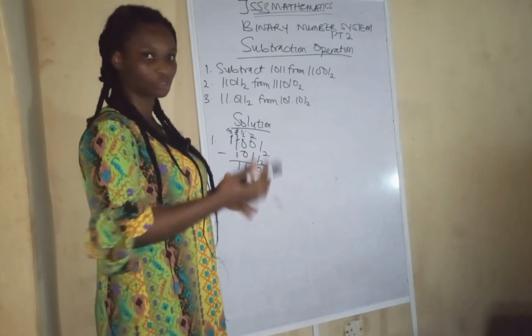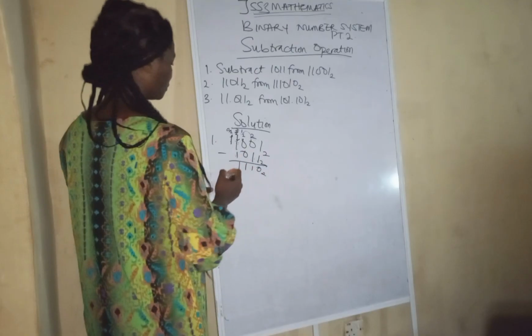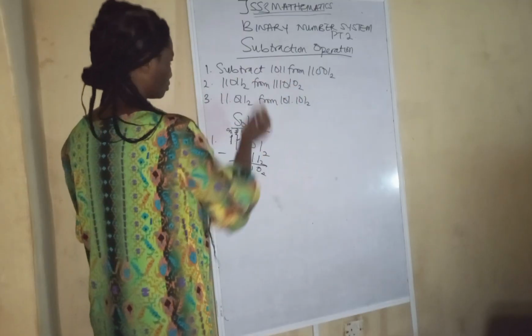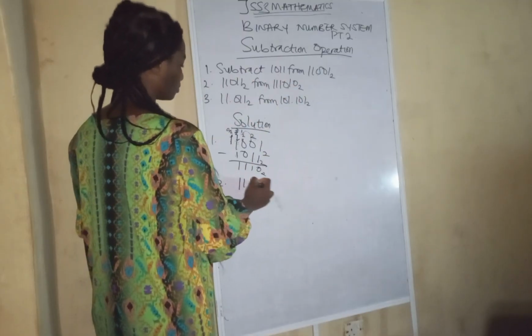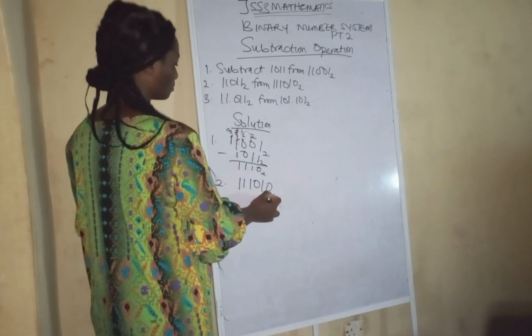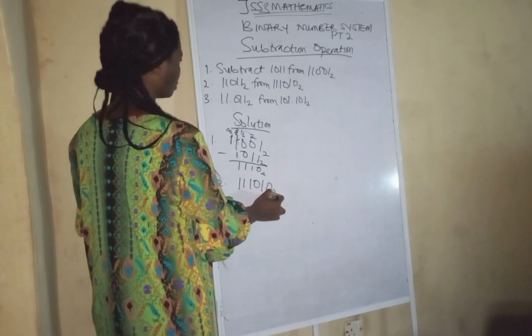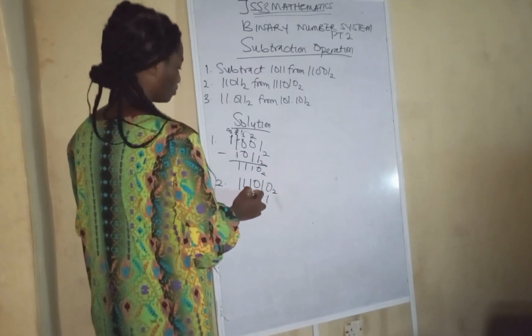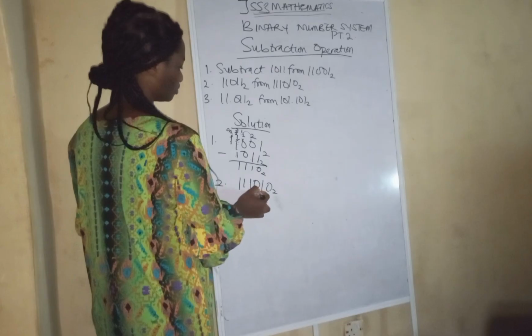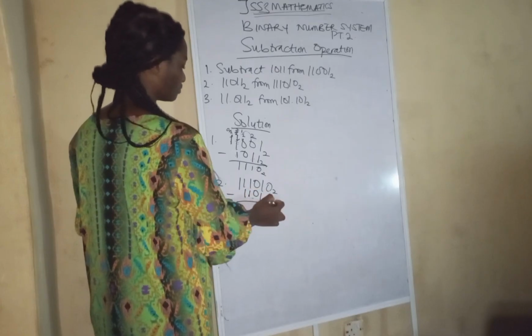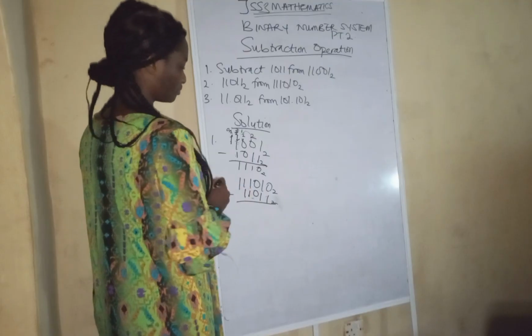When you move to the next one, you understand better. So we have to subtract. This one will come before this one. So we have 1, 1, 1, 0, 1, 0, base 2. Then start from the back again: 1, 1, 0. To avoid mistakes, that's why we are starting from the back. Now let's solve it.